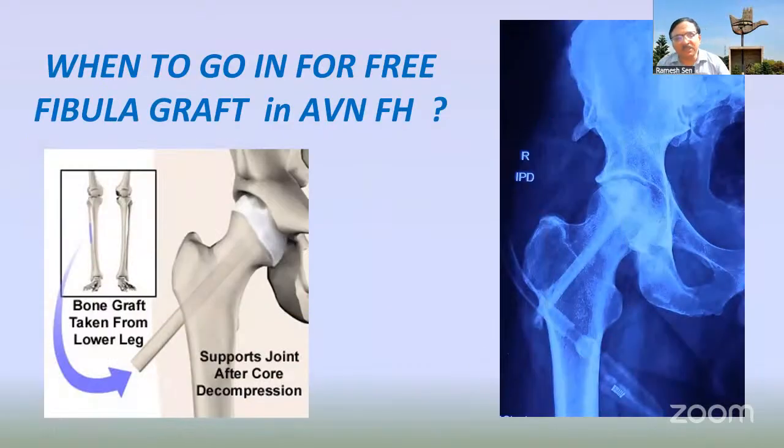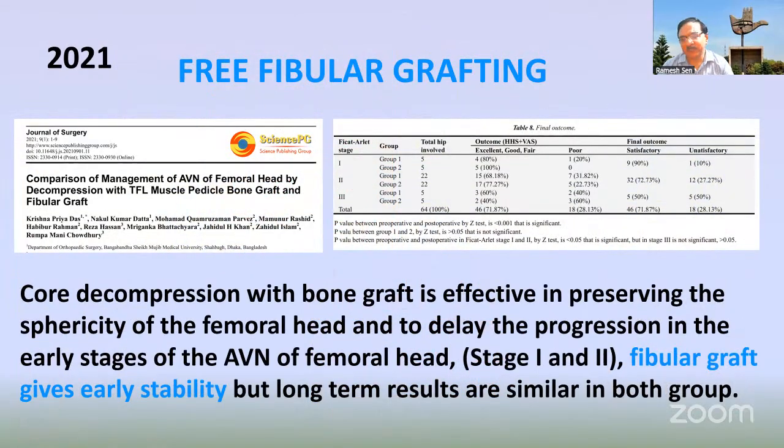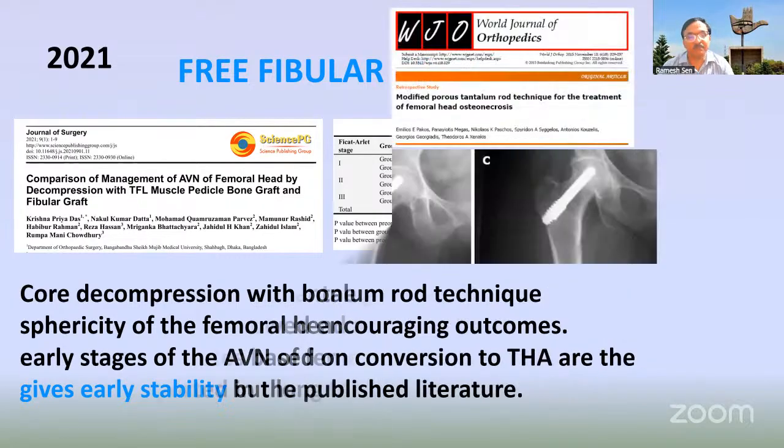Now, can we do a free fibula? Are we expecting anything from the fibula? Our expectation from a free fibula is very limited, that you are basically supporting the bone, preventing the collapse. That is the only thing. And then you can combine a free fibula. Yes, there are still papers that in some stages you can do fibula grafting to provide stability.